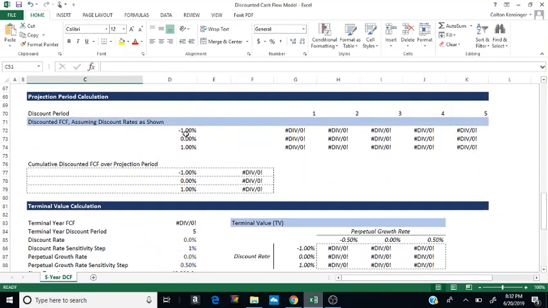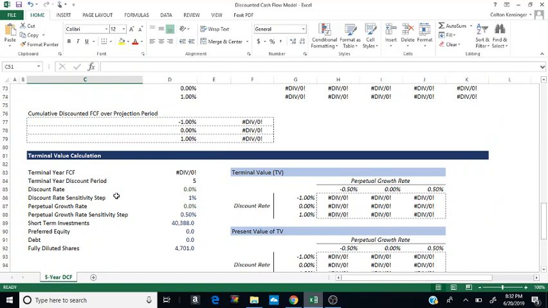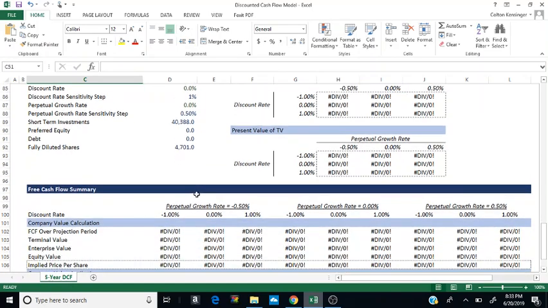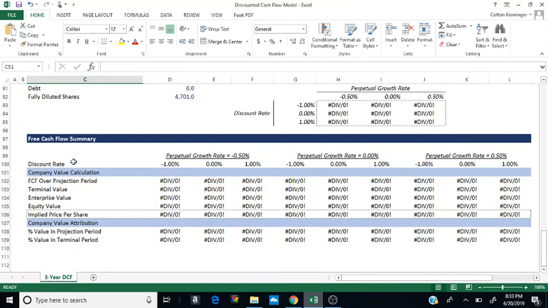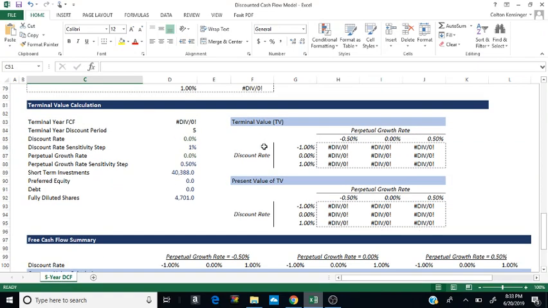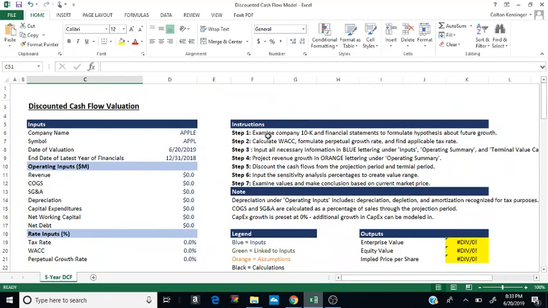Moving down, we are also going to have to put in some assumptions down here, and it's going to give us down at the end here a sensitivity analysis, which we can adjust based on how we want to look at the company, whether we want a wider range of variables or a closer range of variables, and I'll go over that more towards the end of the video.